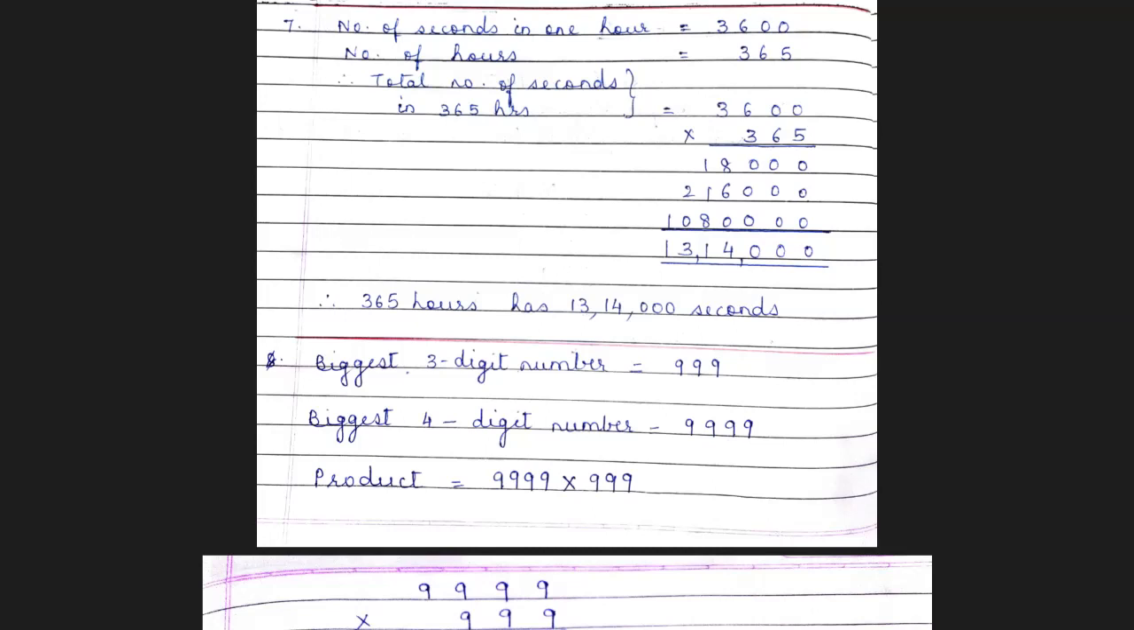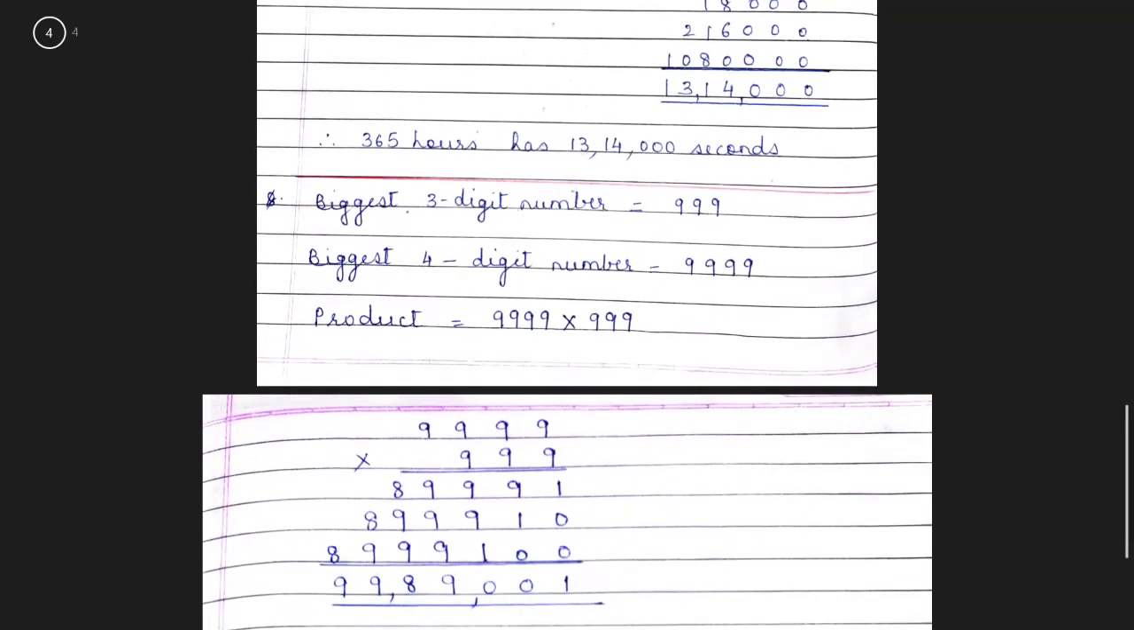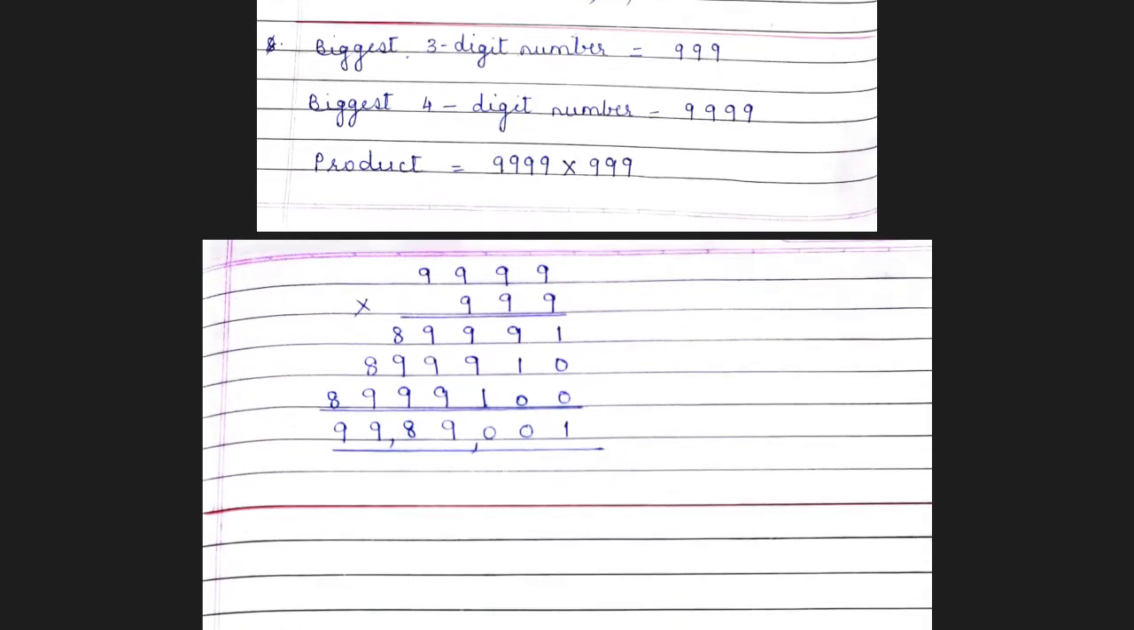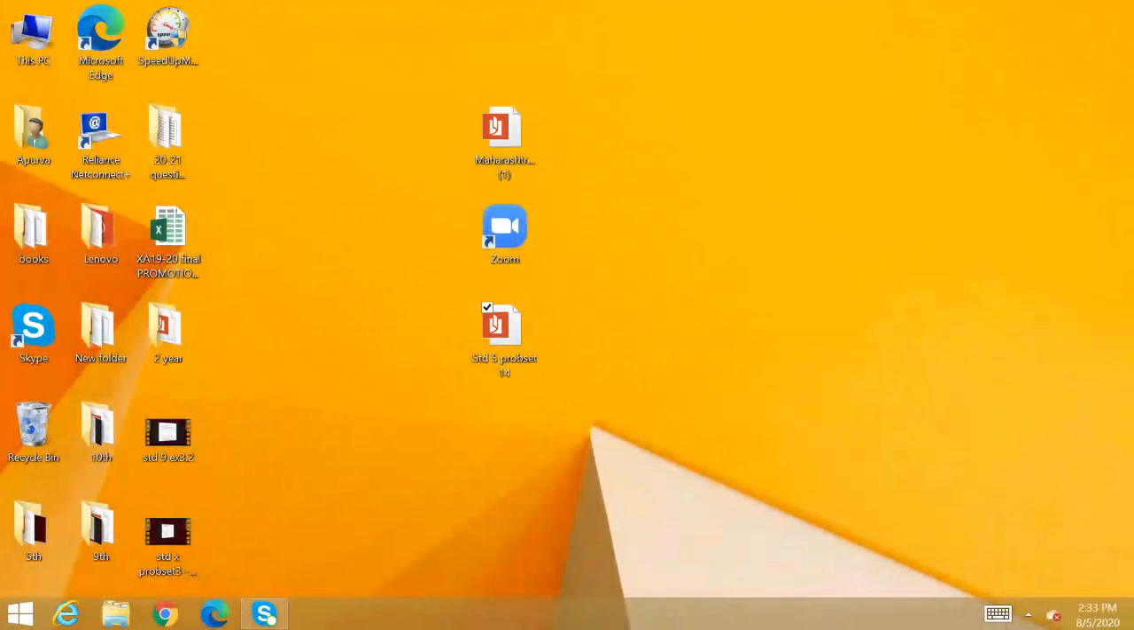3 into 0, 0, 3 into 0, 0, 3 into 6, 18, 8 carry over 1, 3 into 3, 9, plus 1, 10. Add up the numbers, you get 0, 0, 0, 8 plus 6 plus 0, 14, 4 carry over 1, 8 plus 1 plus 1 plus 1, 11, 1 carry over 1, 1 plus 2 plus 0 is 3, and 1. So it's 13 lakhs 14,000 seconds. So 365 hours has 13 lakh 14,000 seconds.